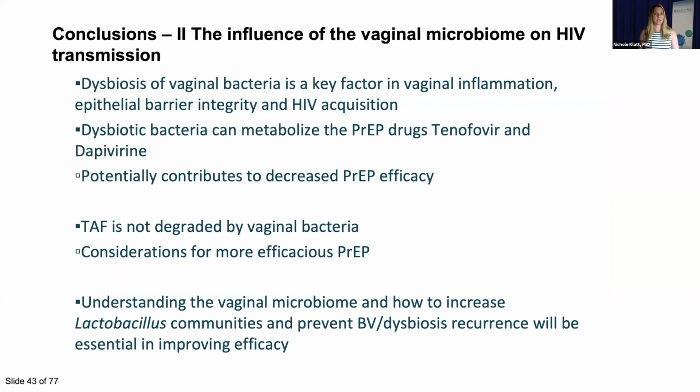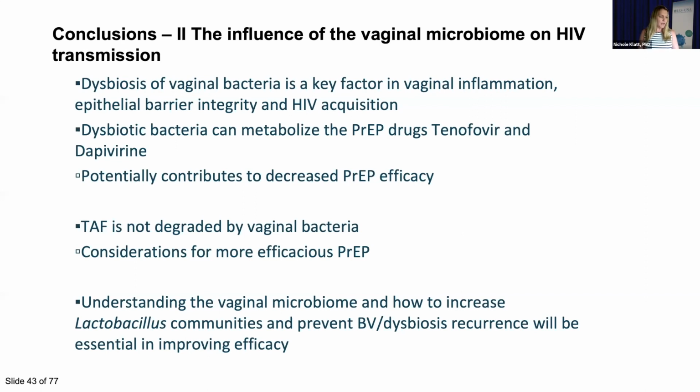So the second conclusion here is that dysbiosis of vaginal bacteria is a key factor in vaginal inflammation, barrier integrity, and HIV acquisition. And dysbiotic bacteria can metabolize the PrEP drugs tenofovir and dapivirine and potentially contribute to decreased PrEP efficacy. But TAF is not degraded. So again, this could be a consideration for efficacious PrEP. We should really consider drug metabolism as one of the factors when we're testing new PrEP drugs, especially in women. But most importantly, we need to better understand the vaginal microbiome and how to increase Lactobacillus communities and prevent BV and dysbiosis.